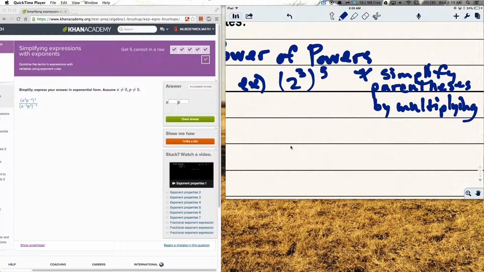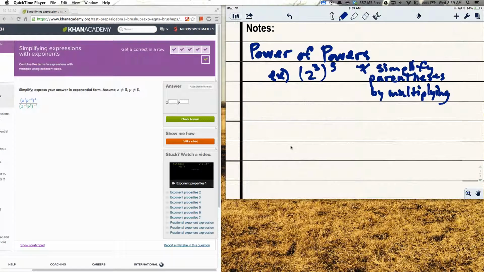And so this is just review. I'm not going to go into the why of this. If you're interested in the why or an explanation of why, you can ask me. But to simplify parentheses, you multiply, so that means I'm going to get 2 to the 3 times 5, which means I get 2 to the 15th, and that's how I would simplify it.